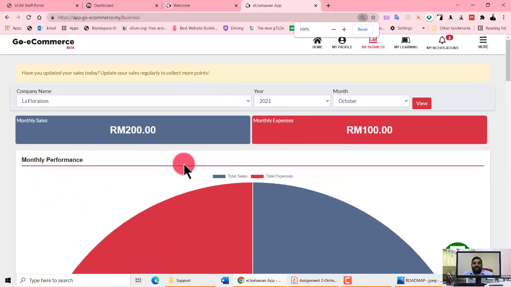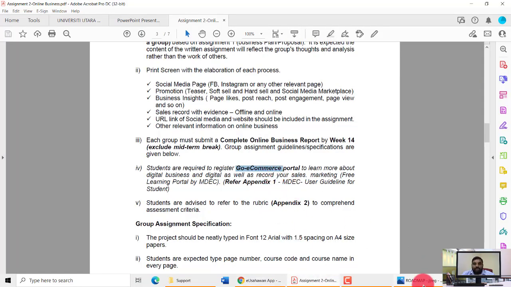So that's why you have to record the sales. Very, very important. If you fail to record the sales, I will deduct marks. So each and every group member needs to record the sales. You divide the sales by your group members. Let's say 10, 200 divided by 10. You can record the total or you can record by month, better by month, easy to track. So that is so-called assignment 2, the e-commerce portal, very clear.